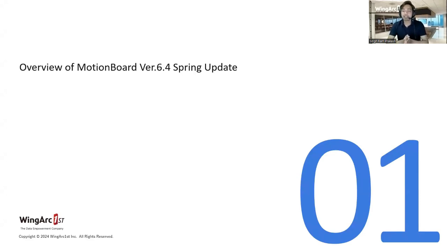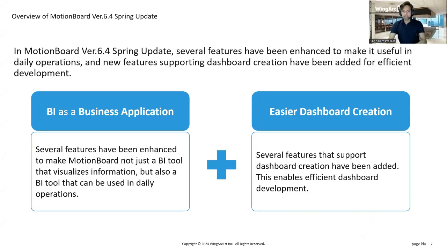In this chapter, I will provide an overview of the MotionBoard version 6.4 Spring Update. The MotionBoard version 6.4 Spring Update is an update to version 6.4 that was released in 2023. This update aims to achieve two important goals. The first goal is to use MotionBoard as a business application. We have added features that not only allow users to visually analyze accumulated structured data graphically, but also make MotionBoard a more accessible tool for daily business use.